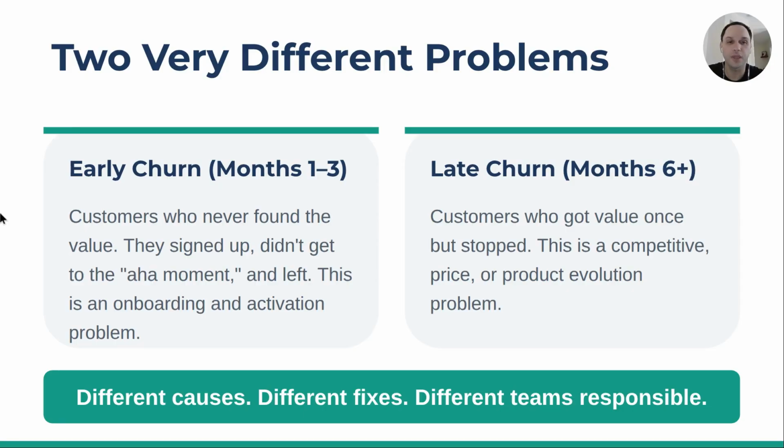Late churn, month 6 and beyond, is a different story. These are customers who got value from the product at some point, but then stopped. Maybe a competitor made a better offer. Maybe the product didn't evolve with their needs. Maybe the price stopped feeling justified. Same outcome, a canceled subscription, completely different cause. Different team responsible, different fix.